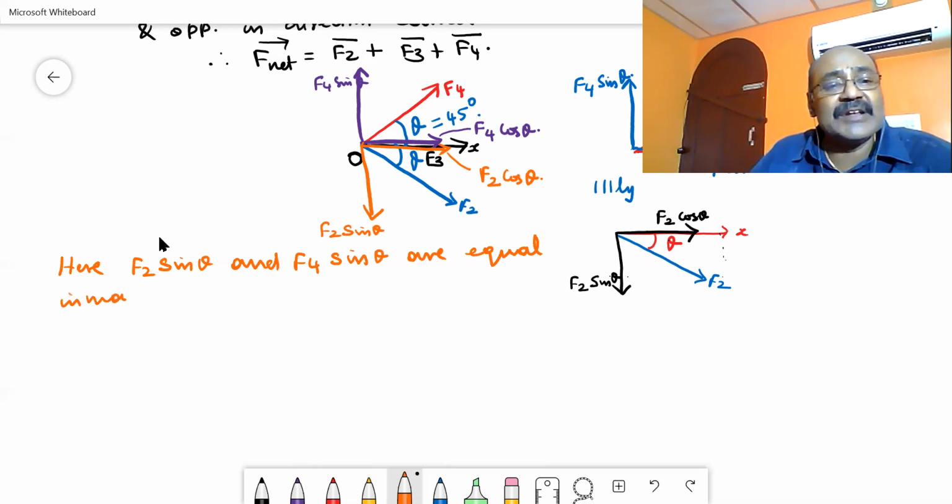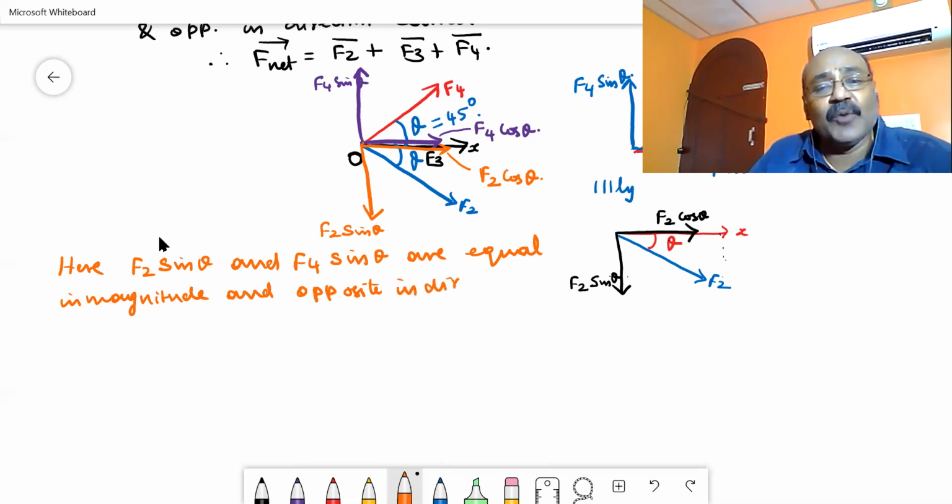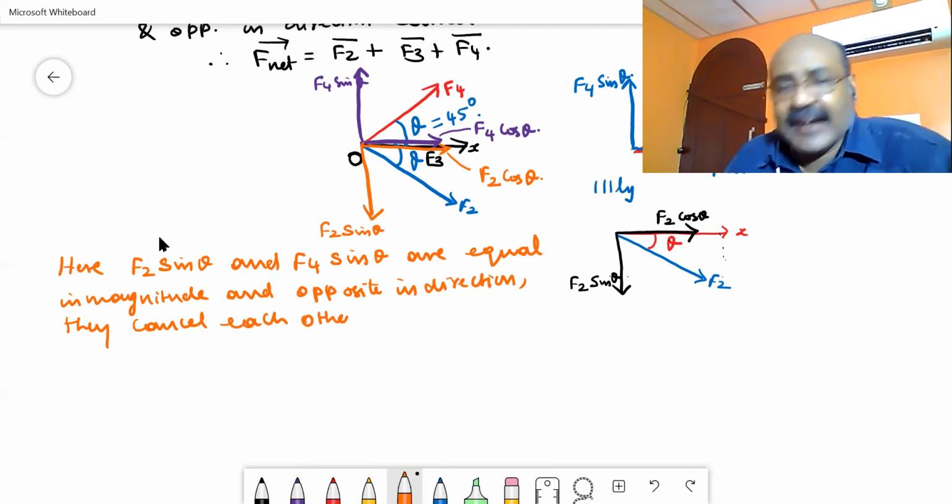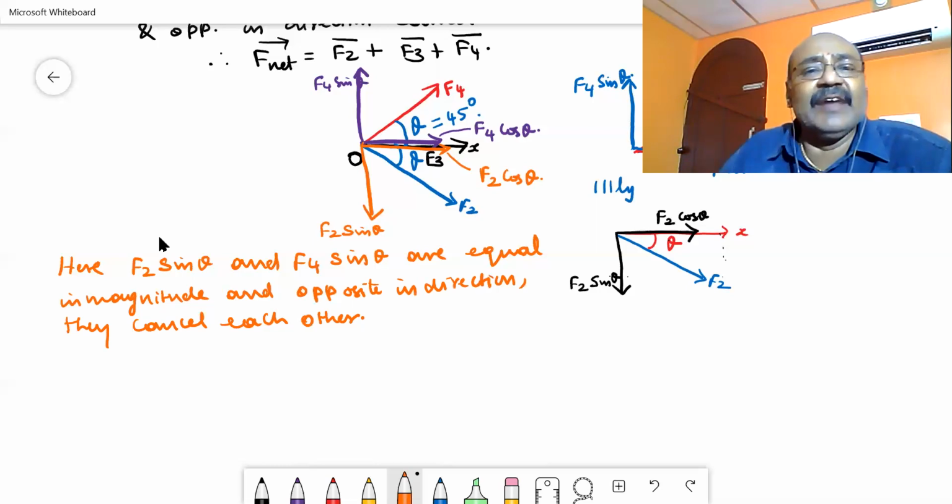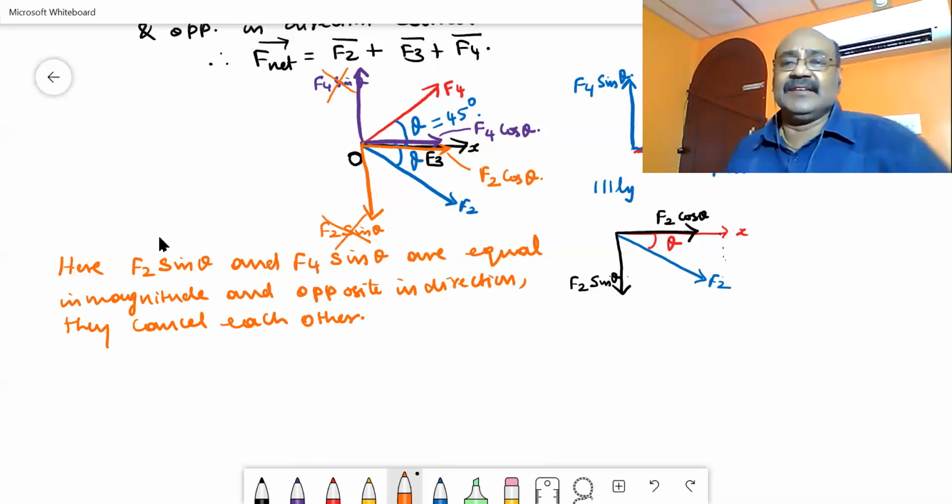and opposite in direction. Equal in magnitude and opposite in what? I am saying it as opposite in direction. Since they are equal in magnitude and opposite in direction, they cancel each other. So F2 sin theta and F4 sin theta will get cancelled. What is the resultant then?